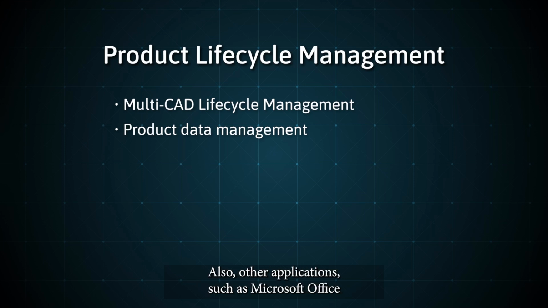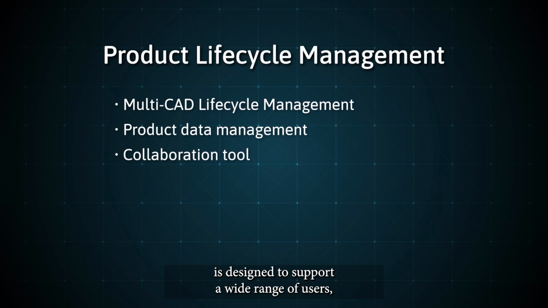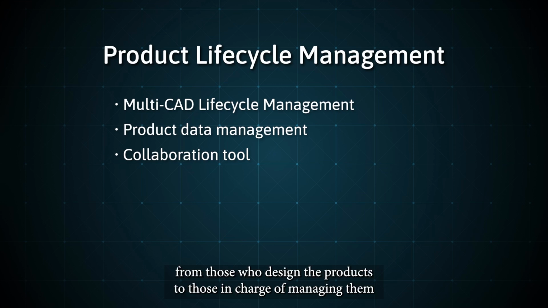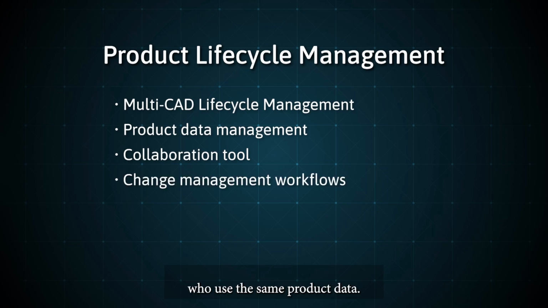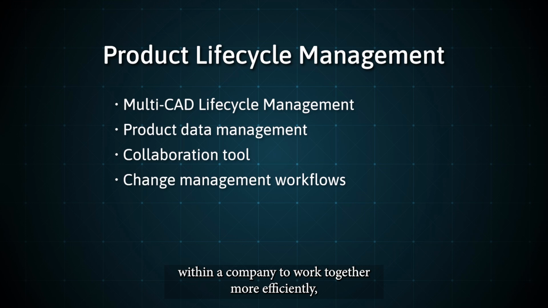Also, other applications, such as Microsoft Office tools, are connected to the AtoN PLM, ensuring that the most up-to-date product information is accessible to all. The PLM system is designed to support a wide range of users, from those who design the products to those in charge of managing them, as well as people in marketing, sales, and production. This makes AtoN PLM an effective collaboration tool for all users who use the same product data. By centralizing product data in one place, the PLM system allows different departments within a company to work together more efficiently, improving the processes that depend on the product data.